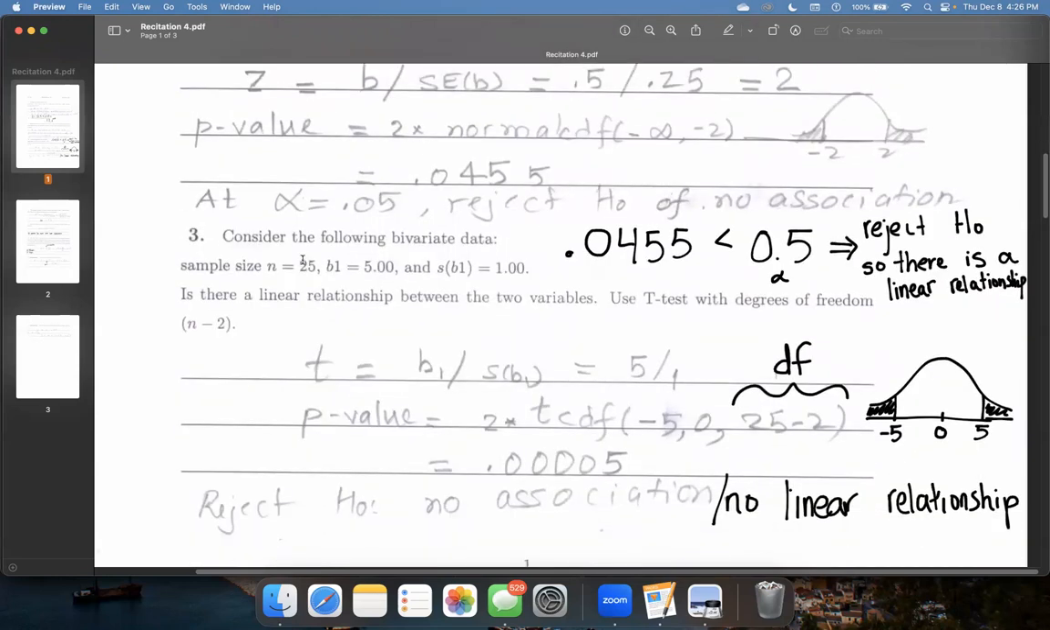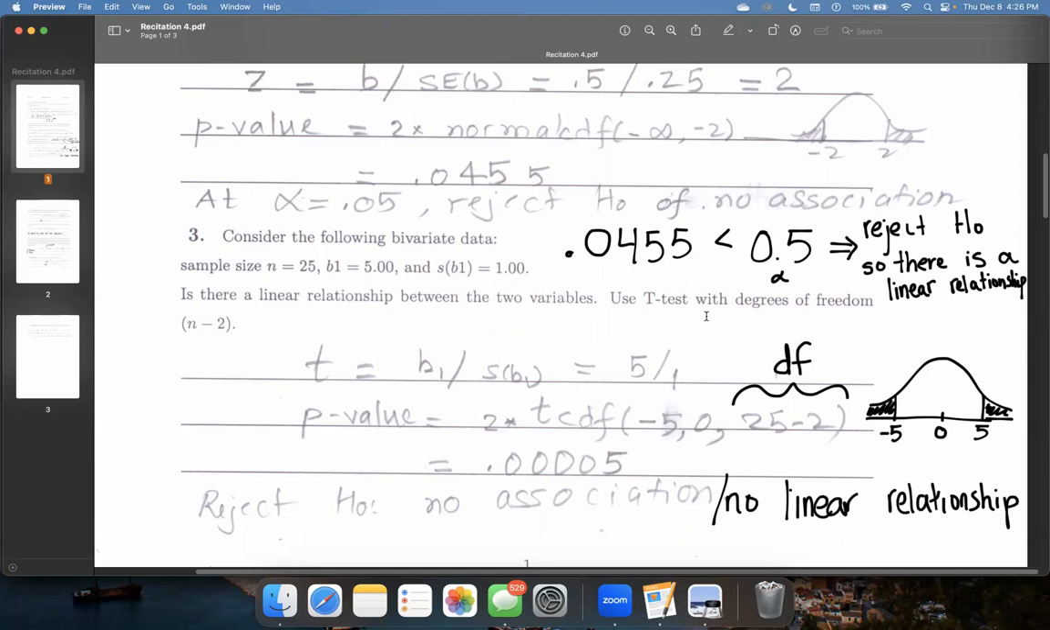So number 3, consider the following bivariate data. Our sample size n equals 25. Our B1 is 5 and our standard error of B1 is 1. So the question is, is there a linear relationship between the two variables?